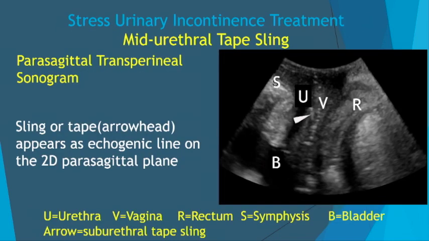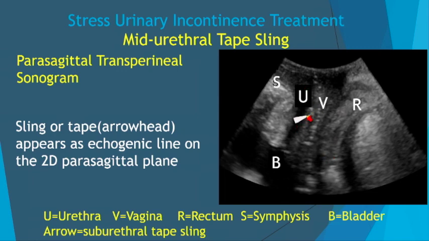So at this point, I'd now like to turn to the sonographic appearance of these surgical materials. And first of all, I'm going to describe the midurethral sling. Both types of slings look the same on the parasagittal exam. So again, this is the midline parasagittal exam with the symphysis anteriorly, the urethra. The vagina has some air, so it's a little bit bright. The rectum is back here.